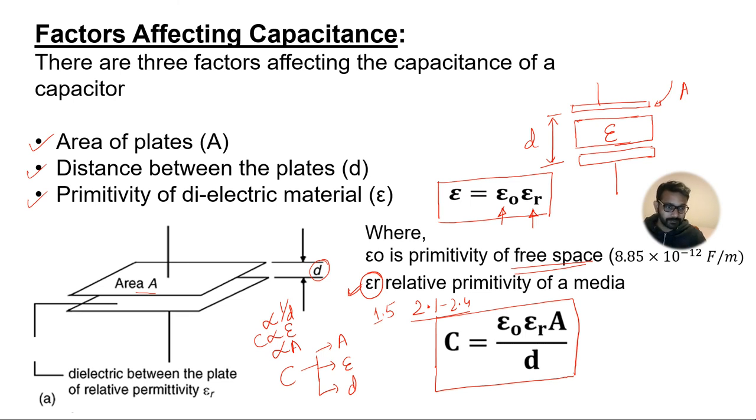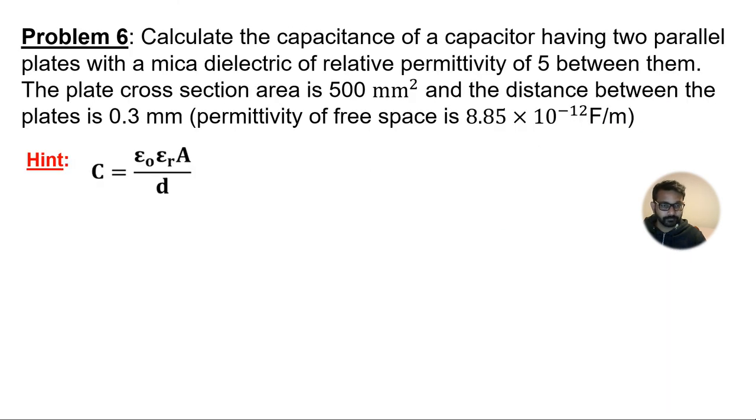So combining these relations, we can develop another formula for capacitance. So capacitance is epsilon naught, which is the permittivity of free space, multiplied by epsilon r, which is the relative permittivity of the medium, multiplied by the area of cross section, divided by the distance between the two plates. Now based on this formula, let's take a question.